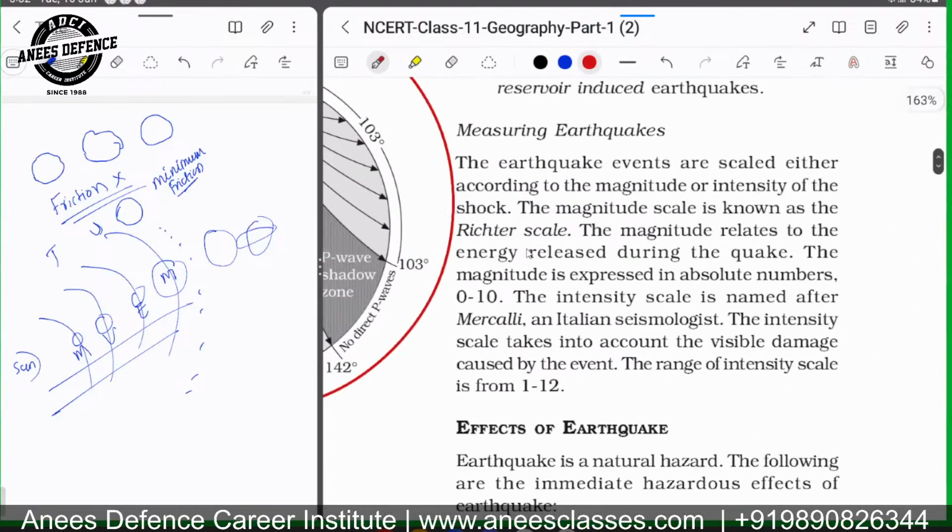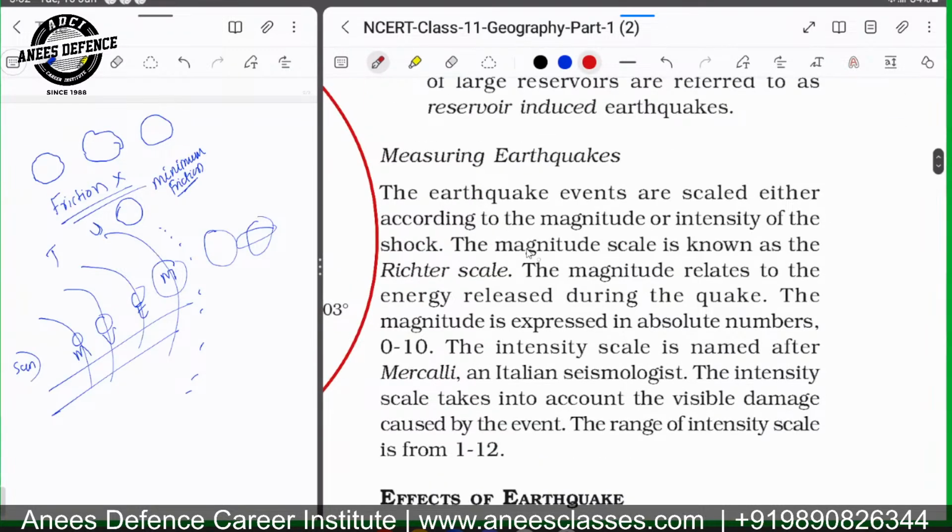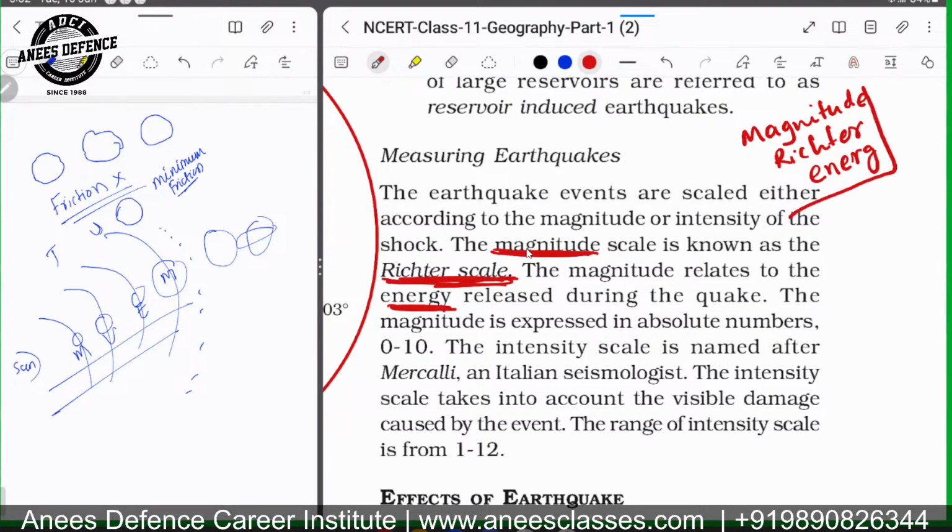Now again, another important thing is the Richter scale and Mercalli scale. The magnitude scale is called the Richter scale. Remember this. The magnitude relates to the energy. So I will write it here, magnitude, which is measured in the Richter, and it measures the energy. This is in the form of 0 to 10. So 4 points we got.